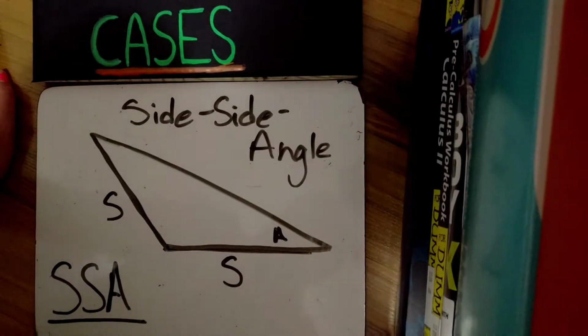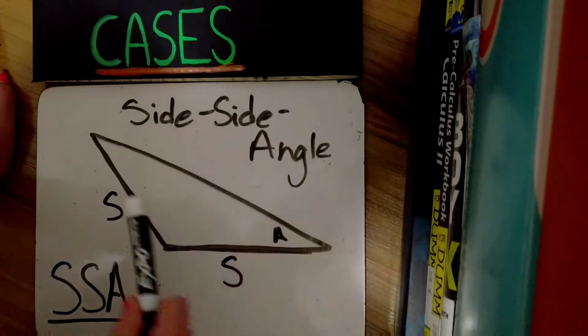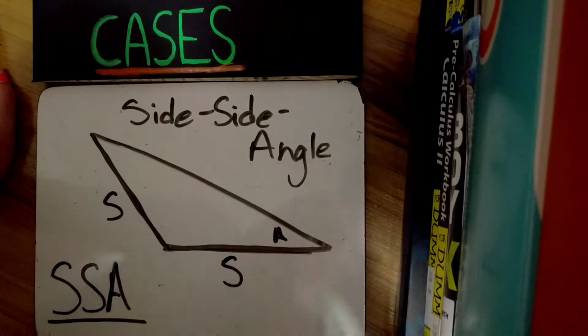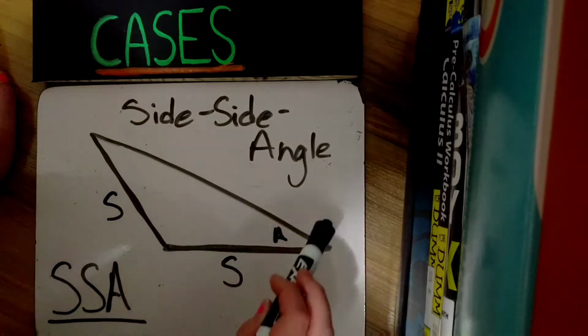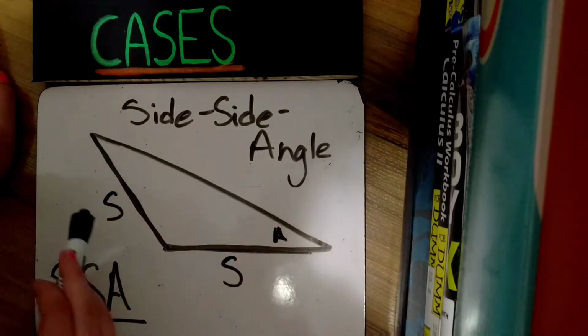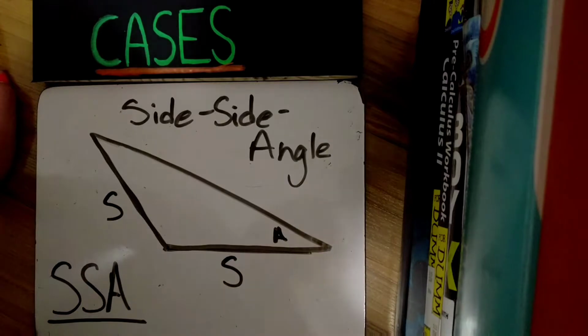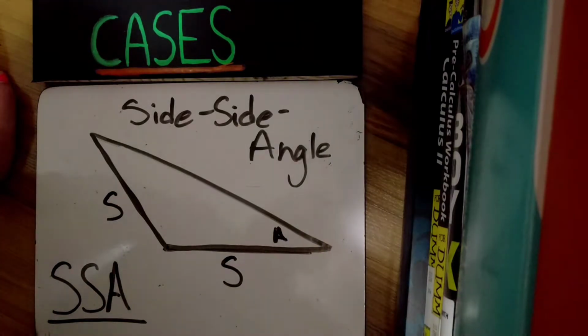This next case is called the ambiguous case. It is side side angle, abbreviated as such, and is when you have a side and an angle. So instead of having the angle in between, the angle is to the right or to the left. So you'd have a side, and an angle. This is the ambiguous case.